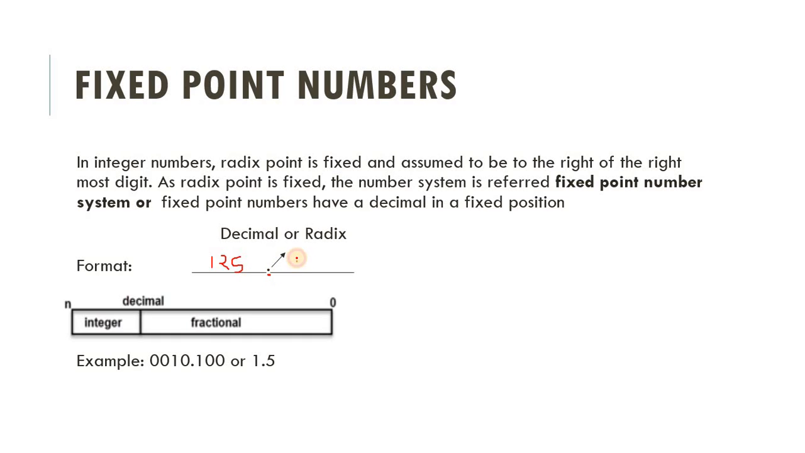Suppose 125.10. This number is called a fixed point number because the radix point, or decimal point, is fixed here. We cannot move this point anywhere. Suppose we are writing 5.5. This is a fixed point number because the decimal point is at a fixed location and cannot be moved. An example in binary is 0010.100. That is an example of a fixed point number, and 1.5 is another example. Any number that has a fixed decimal or radix point at a particular location is called a fixed point number. The syntax is that first comes the integer part, then the decimal point, and then the fractional part. So this is all about fixed point numbers.